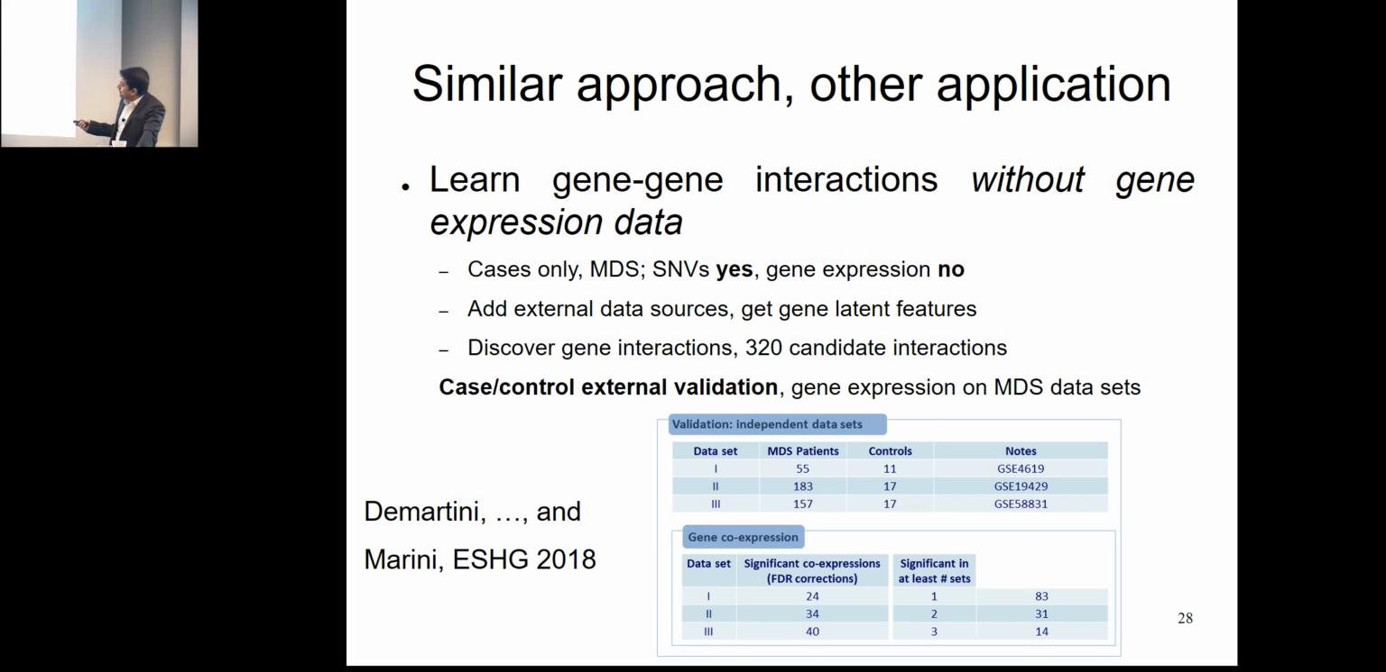Okay, so I can see if the co-expressions are significantly different between cases and controls, and I find 24 in the first dataset, which is the smallest, 34 in the second dataset, and 40 in the third dataset, and in total there are 83 gene-gene interactions that are differentially expressed, and so this indicates that they probably really belong to aberrations of the myelodysplastic syndromes. 31 of them are present in 2 sets, and 14 of them are present in all the 3 sets.